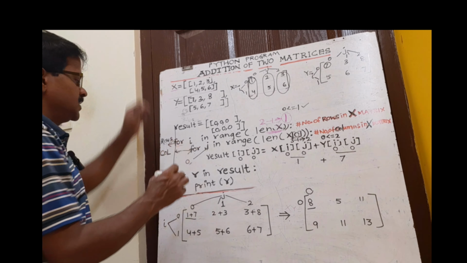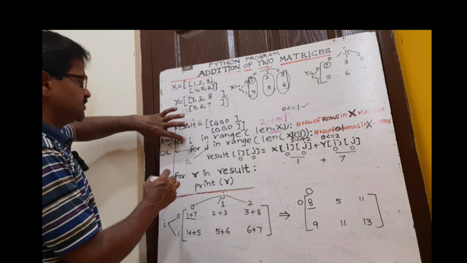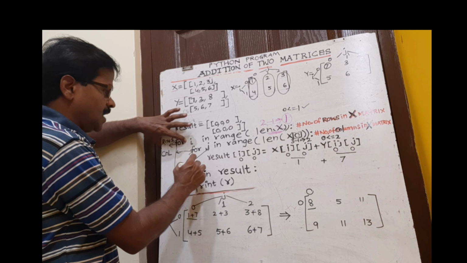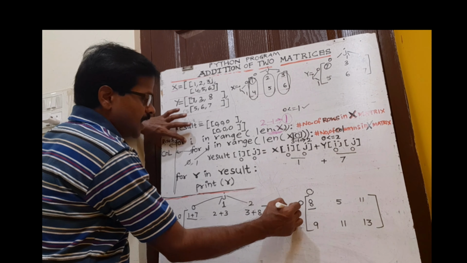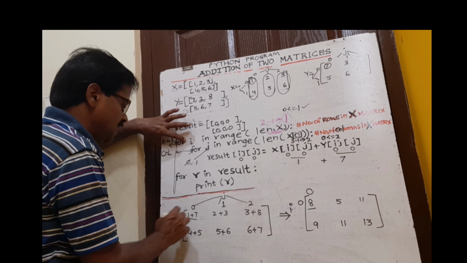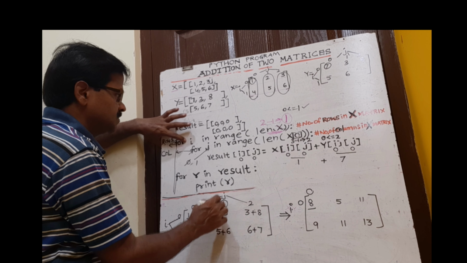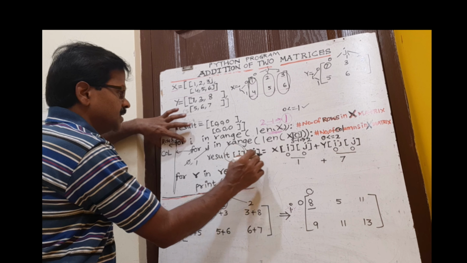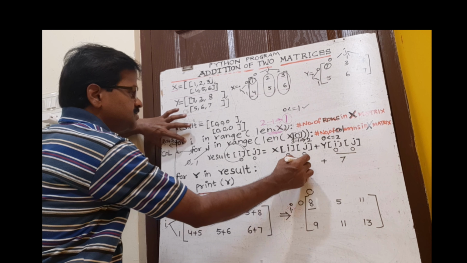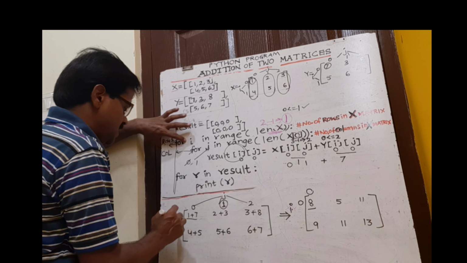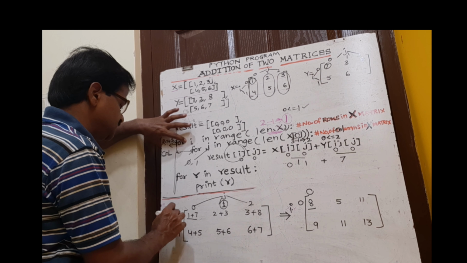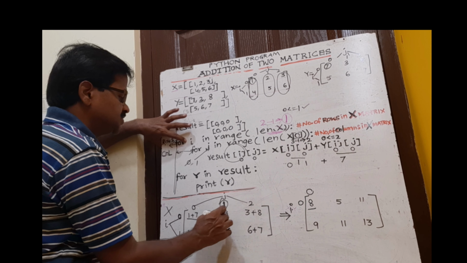Next, i will be 0. Here i is 0 and j is 1. The j loop will be iterated a second time. At that time, X of 0, 1 is the X matrix element at 0th row and first column, that is 2, plus 3.